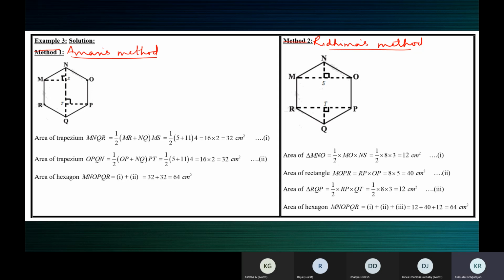Children, please go through the answer and then start writing.